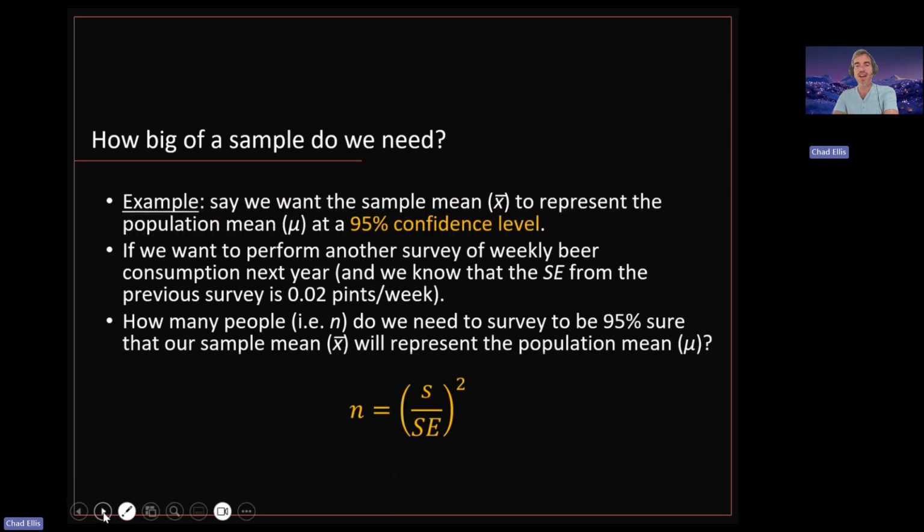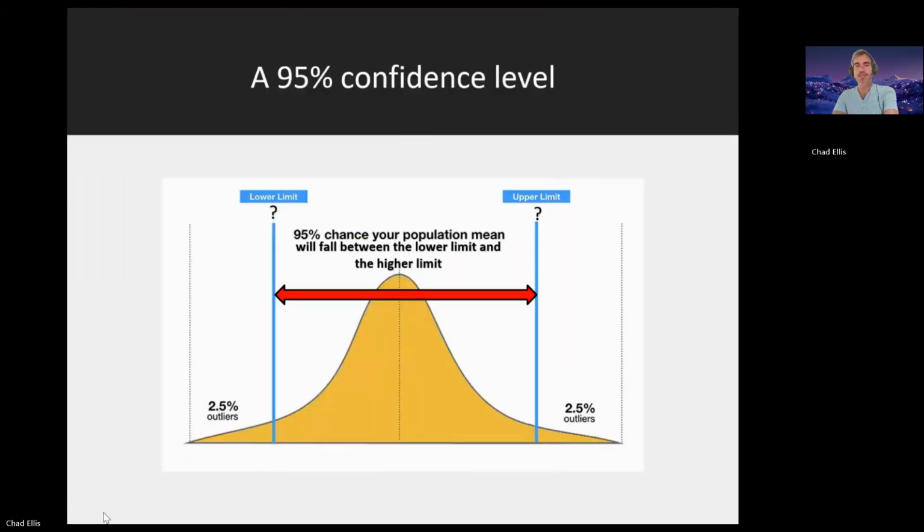Right? So if we want to be 95% sure, essentially what we're going to be doing is determining the lower limit and the upper limit that basically encapsulates the range of 95% of the area underneath the normal distribution curve.